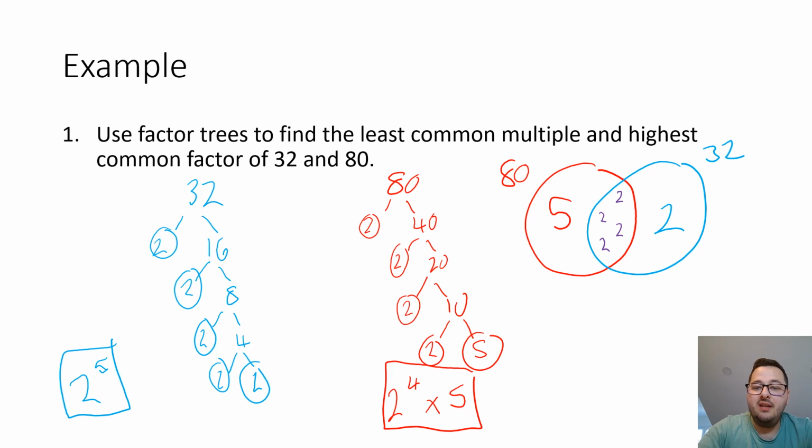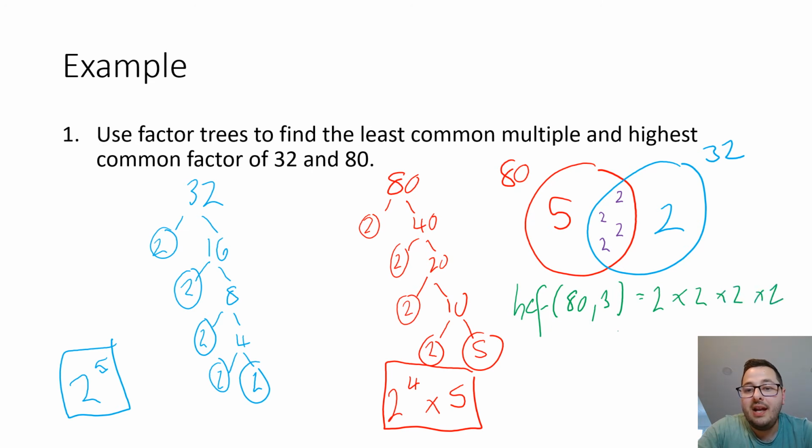So finally then, to find the highest common factor of 80 and 32, we just want to times all the numbers in the middle together. So that's 2 times 2 times 2 times 2, and that gives you 16. So the highest common factor is 16.